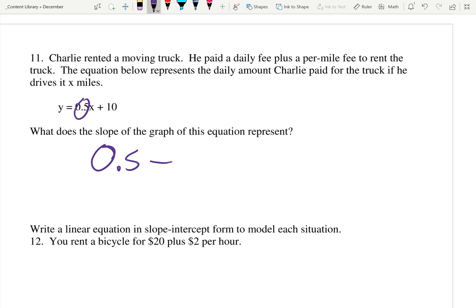So think about it, right? You have to know what the x and y represent. So y is representing the cost. X is representing miles, right? So it's 0.5 for the miles. If you go 0 miles, you would pay $10 because you wouldn't pay anything for that 0.5. 0.5 times 0 would be nothing, right? So if you went 0 miles, you just pay this $10. But if you go a certain number of miles, you're paying 0.5 for each of those miles. So essentially what our slope is representing is the cost per mile. It's that per mile fee.